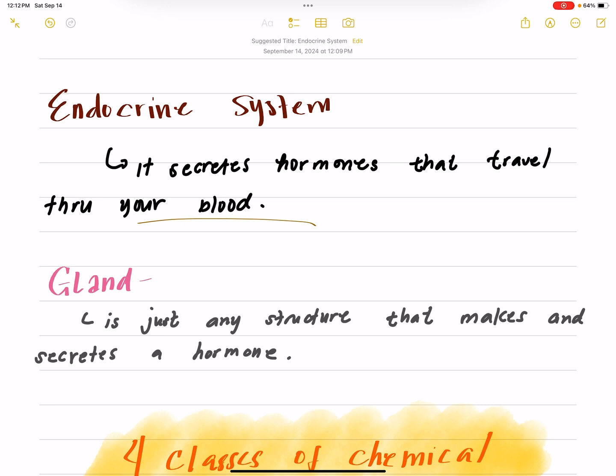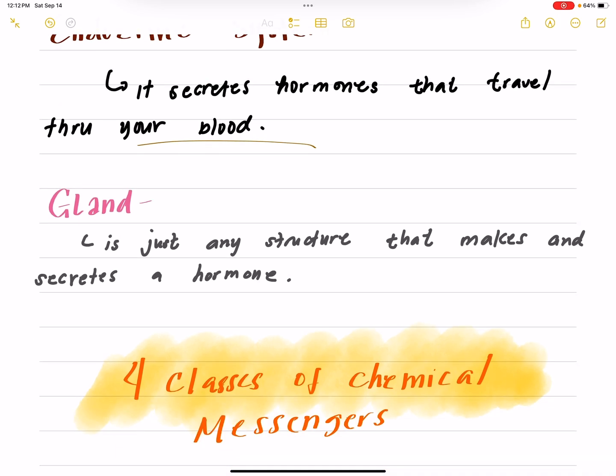And instead of being all nestled together like our lungs, heart, and diaphragm, the endocrine system is scattered all over the place in our body. So, from your brain to your throat, to your kidneys, to your genitals, may ara endocrine system. Okay? So, a gland is just any structure that makes and secretes a hormone.